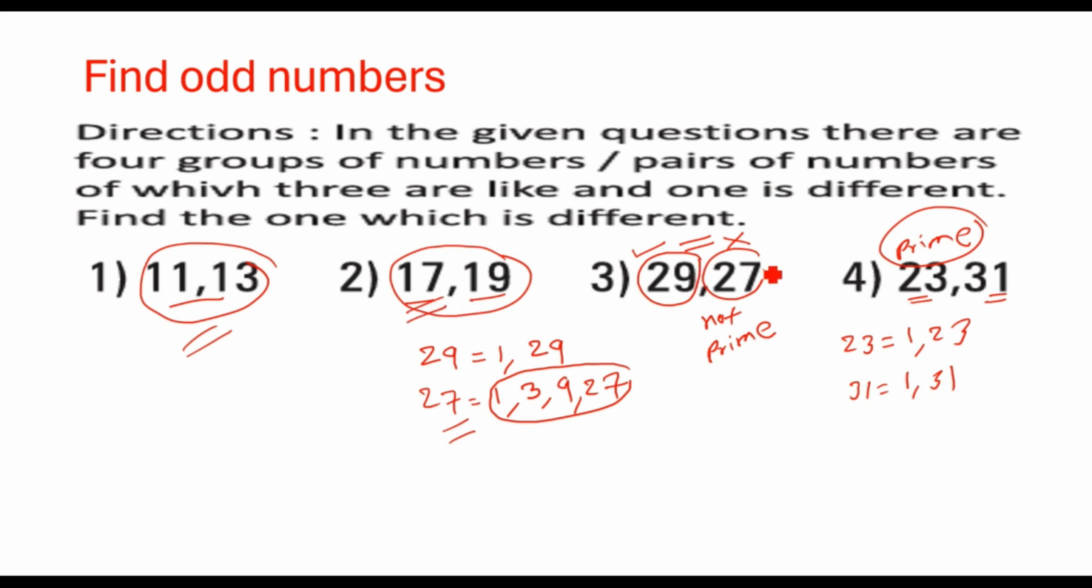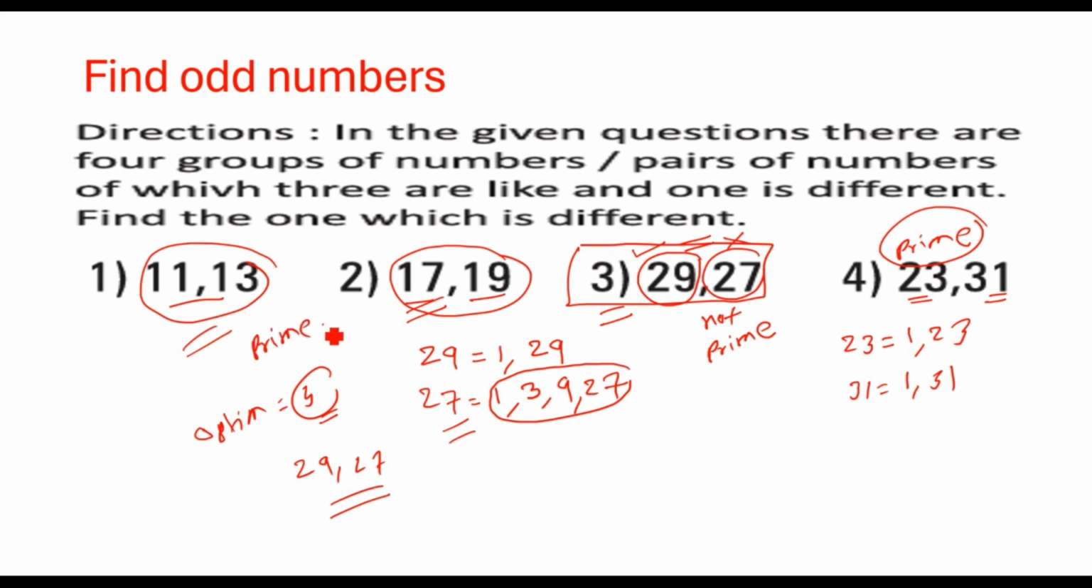So these three pairs are prime numbers, while option number 3 is not a prime number. With respect to this, option number 3 is the odd one out, and therefore the final answer will be option number 3, that is 29 and 27 are the odd one out. So here we apply the trick called prime numbers.